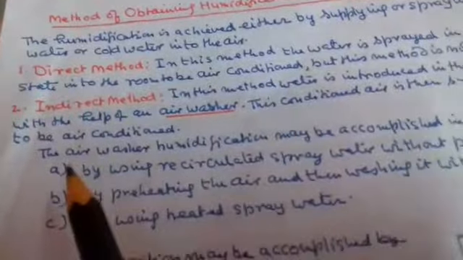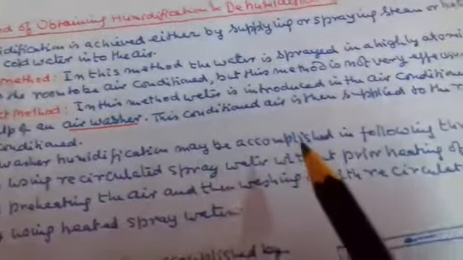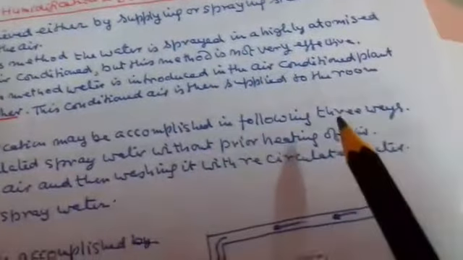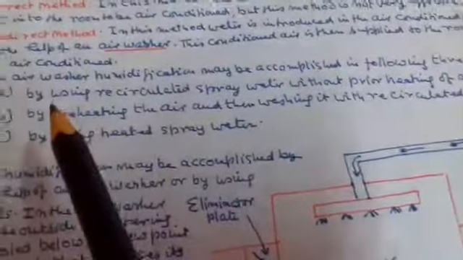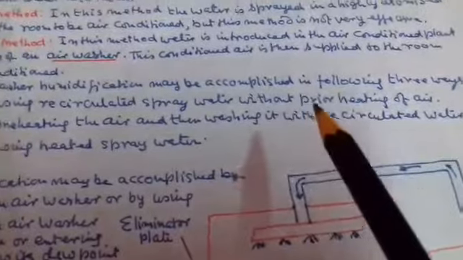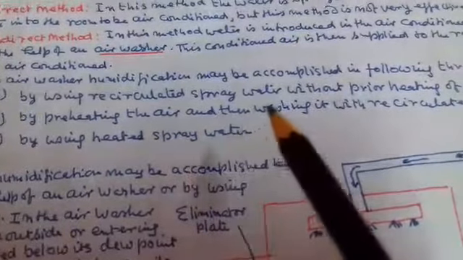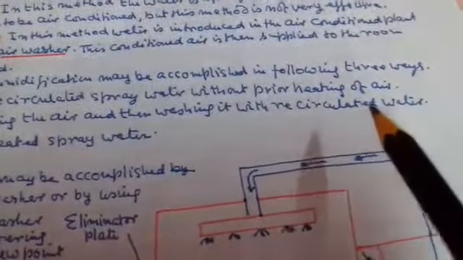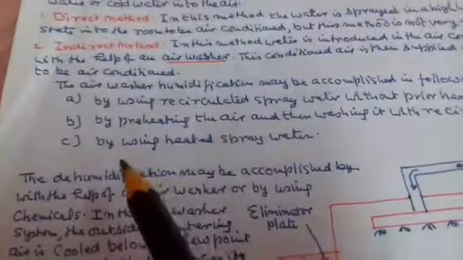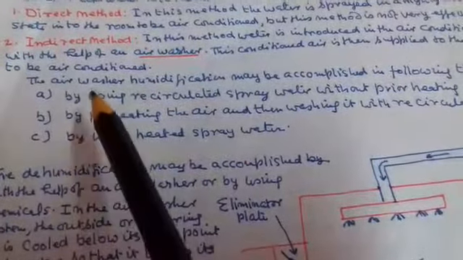Air washer humidification may be accomplished, number 1, by using recirculated spray water without prior heating of air. Number 2, by preheating the air and then washing it with the recirculated water. Number 3, by using heated spray water. These are the three processes through which we can do the humidification.